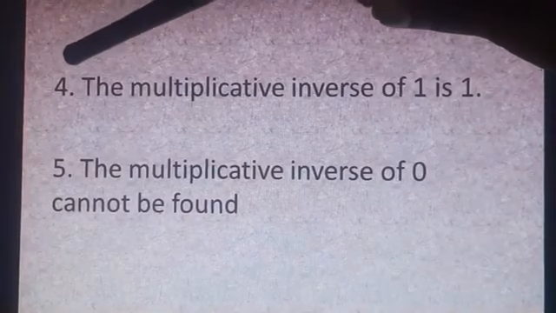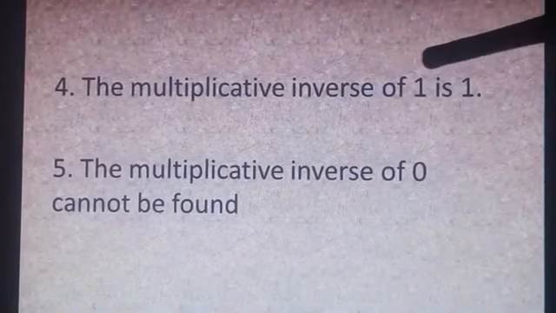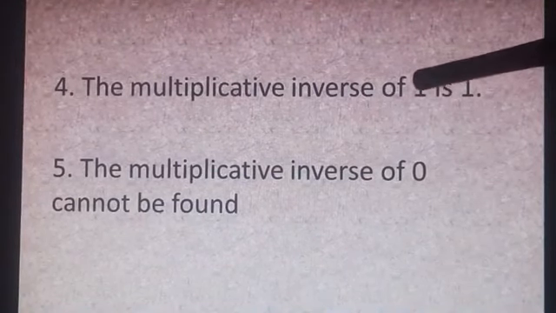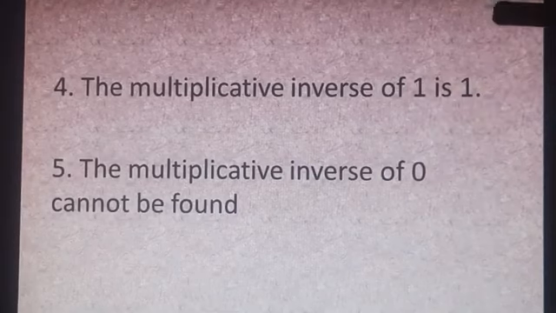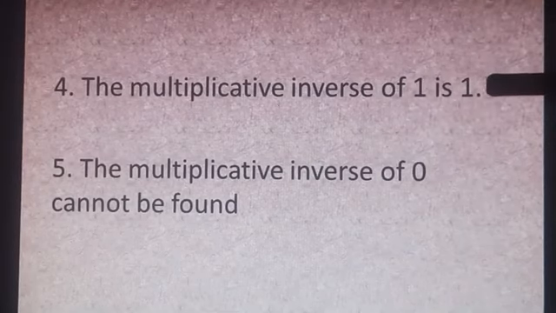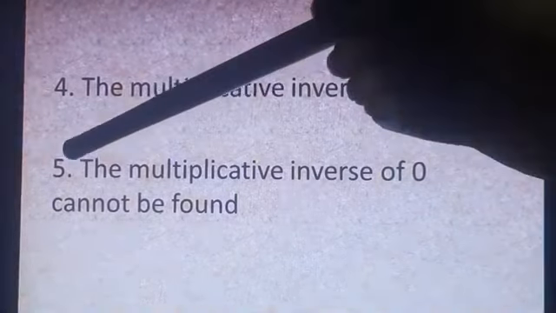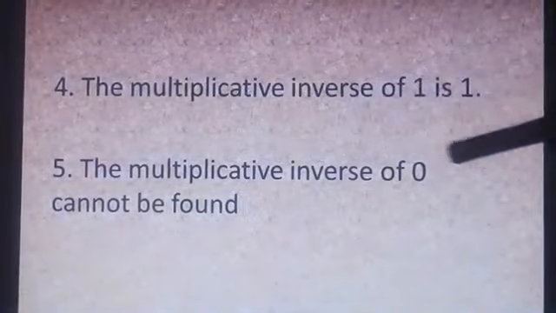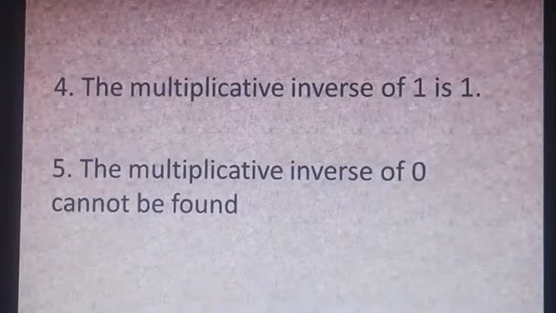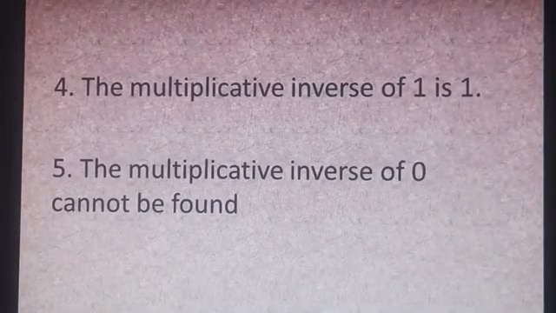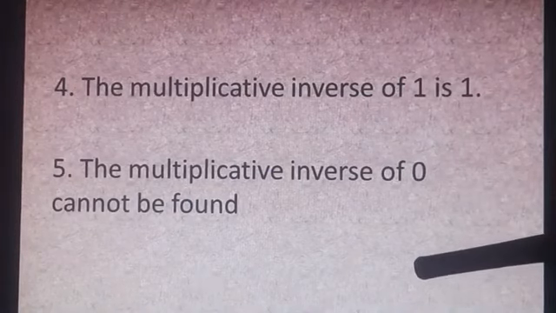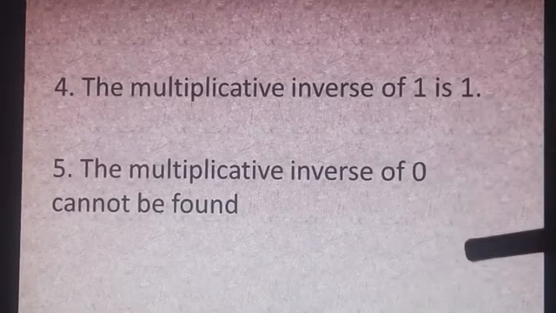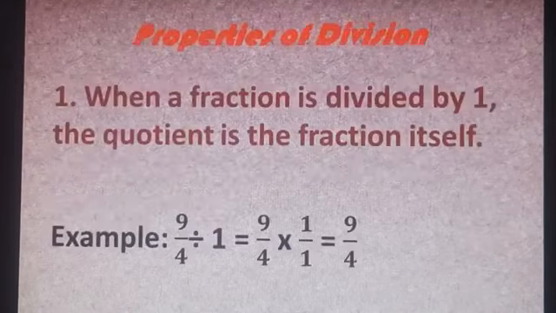Now the next fact. The multiplicative inverse of 1 is 1. Because 1 can be written as 1 upon 1. If you take the reciprocal of 1 upon 1, that is 1 only. The next fact is the multiplicative inverse of 0 cannot be found. Okay? Because 0 is 0 upon 1. And when you take the reciprocal, it is 1 upon 0. And 1 upon 0 is not defined.